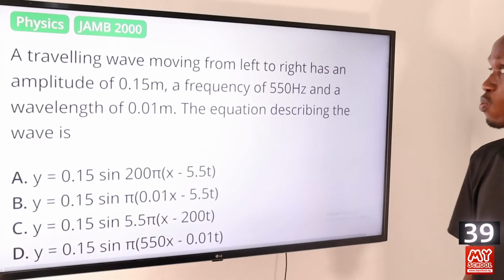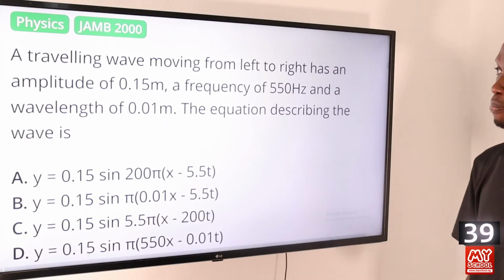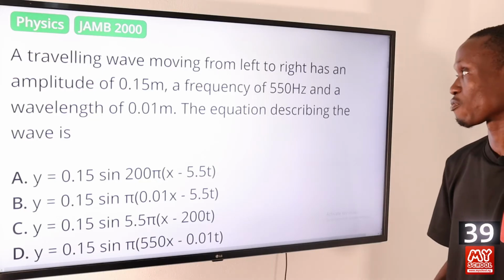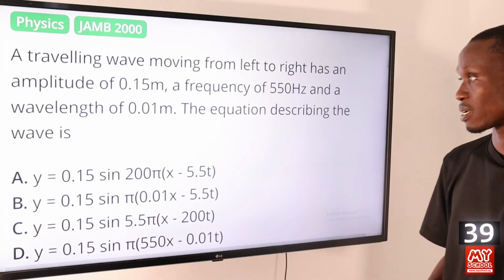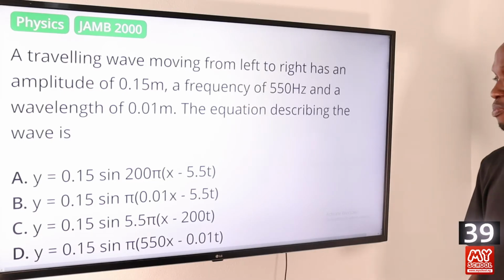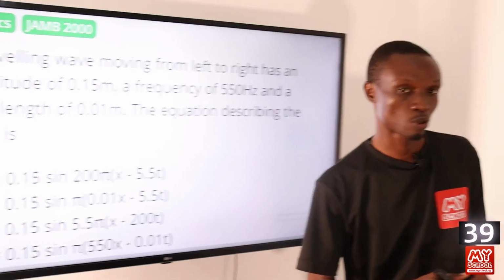Question 39. A traveling wave moving from left to right has an amplitude of 0.15 meter, a frequency of 550 Hz, and a wavelength of 0.01 meters. The equation describing the wave is? So let's move to the board to solve this.